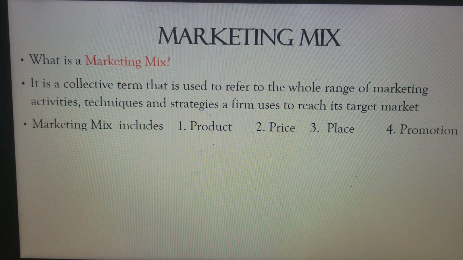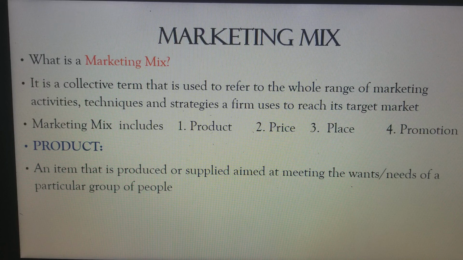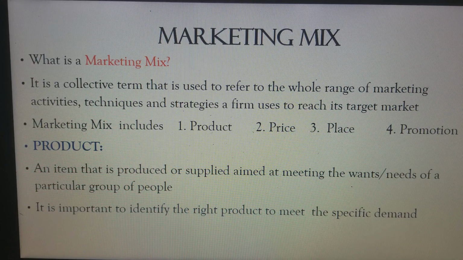Now, the marketing mix includes what we commonly call the 4 P's: product, price, place, promotion. First P, product. What is meant by product here? The product is the item that is produced or supplied with the aim to meet the wants or needs of the potential customers. It is important to identify the right product to meet the specified demand. So the business must make sure that they are putting out there the product that is demanded by the consumers.